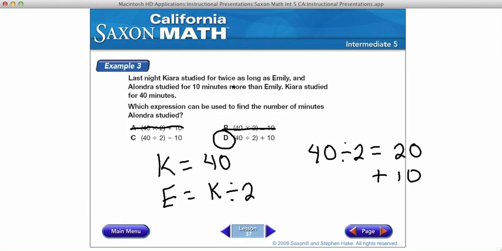So the key words here you really need to pay attention to is this phrase right here. Kiara studied twice as long as Emily. And you need to really think about what does that mean? Does that mean Kiara's time, 40 minutes times 2, or Kiara's time, 40 minutes divided by 2? And that's going to be your key phrase there.